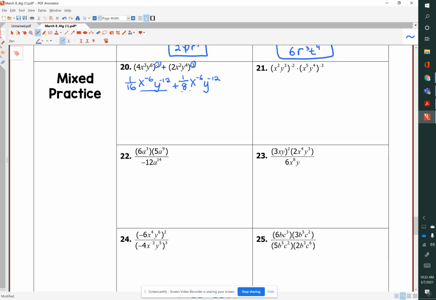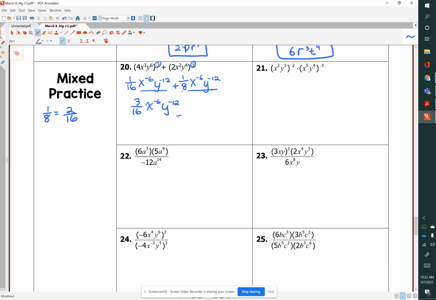We have these like terms here. So 1/16 plus 1/8, well, we can think of 1/8 as 2/16. So 1/16 and 2/16 is 3/16. And we have x to the negative 6, y to the negative 12.